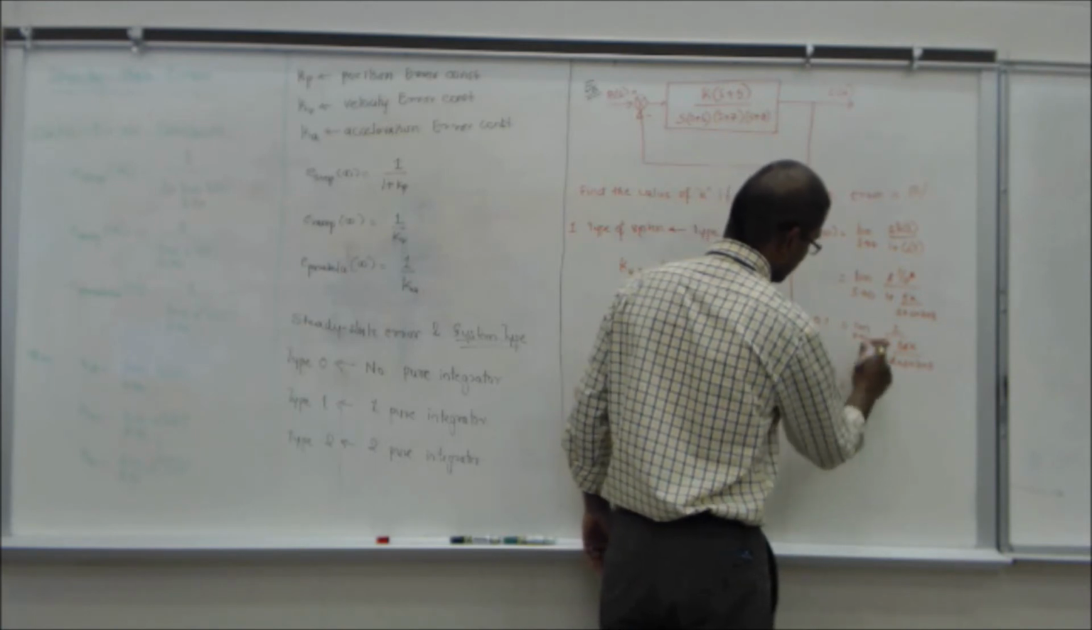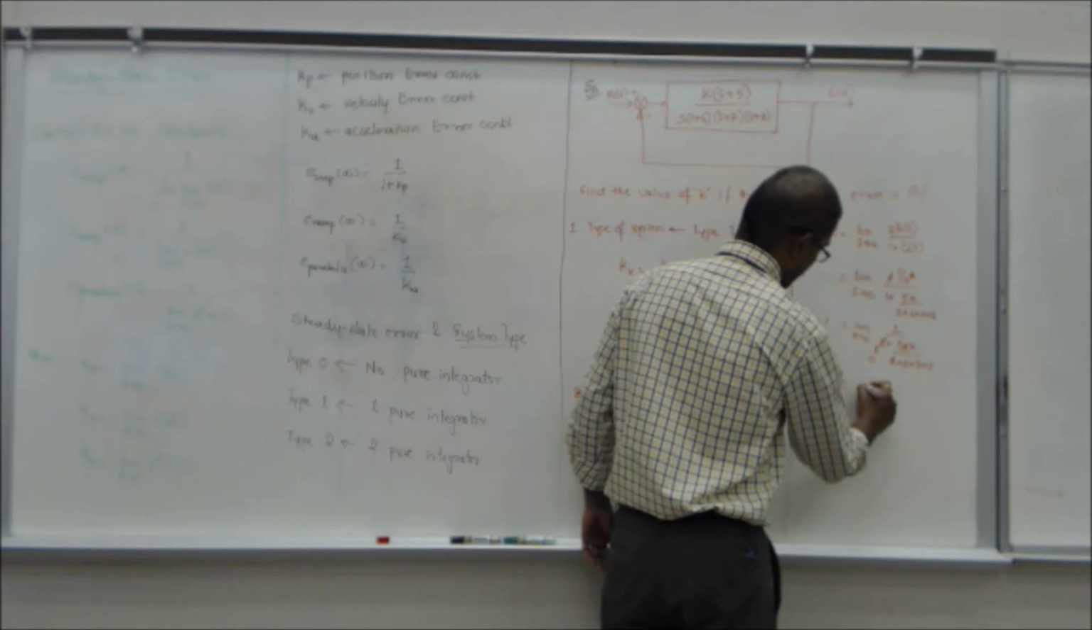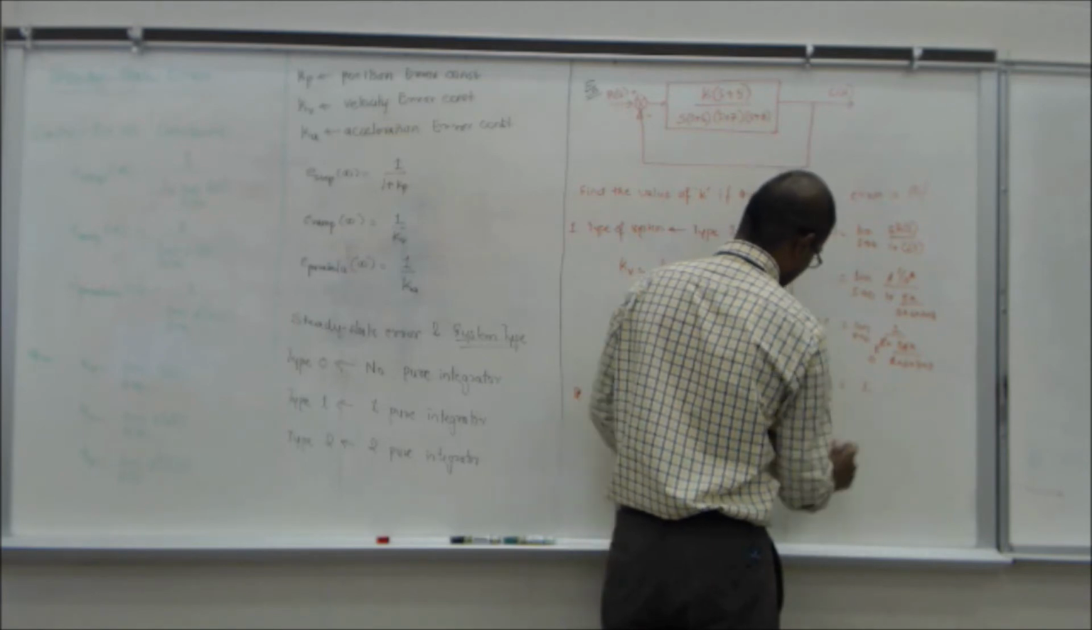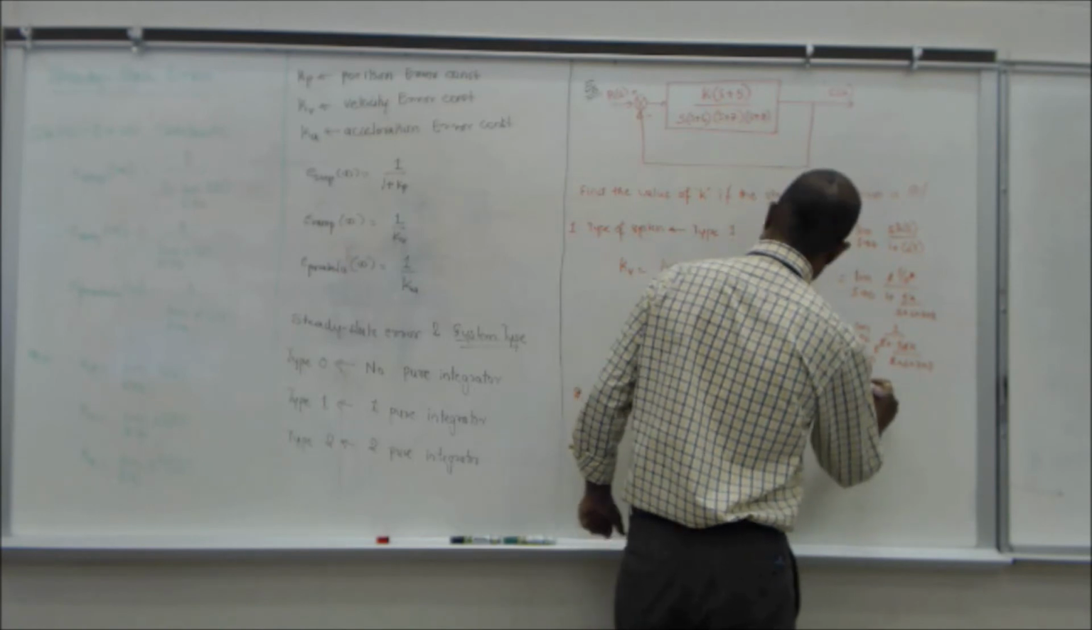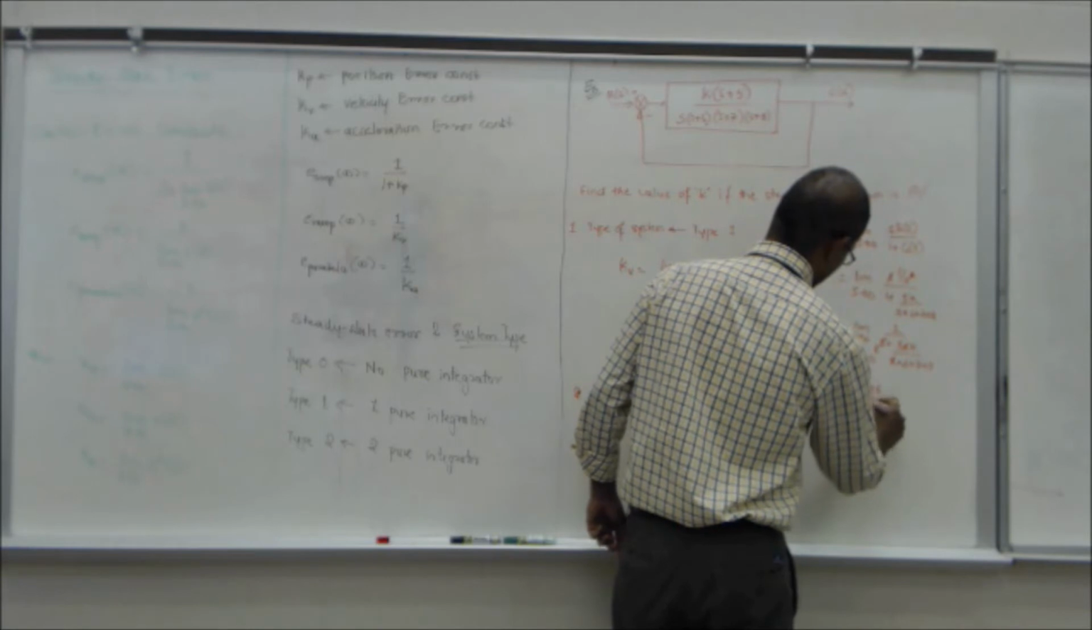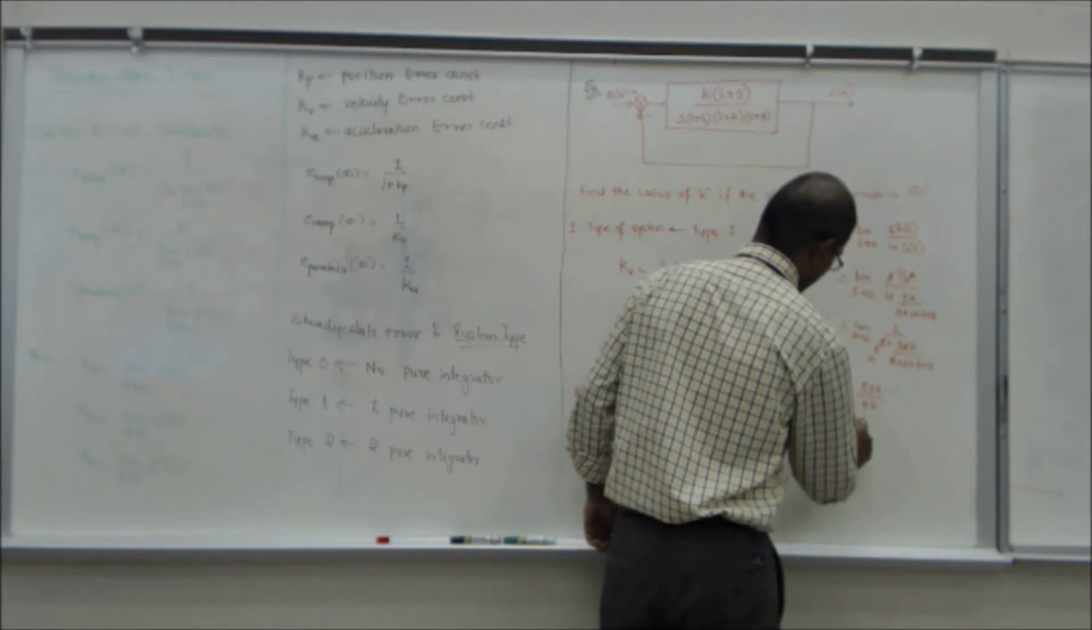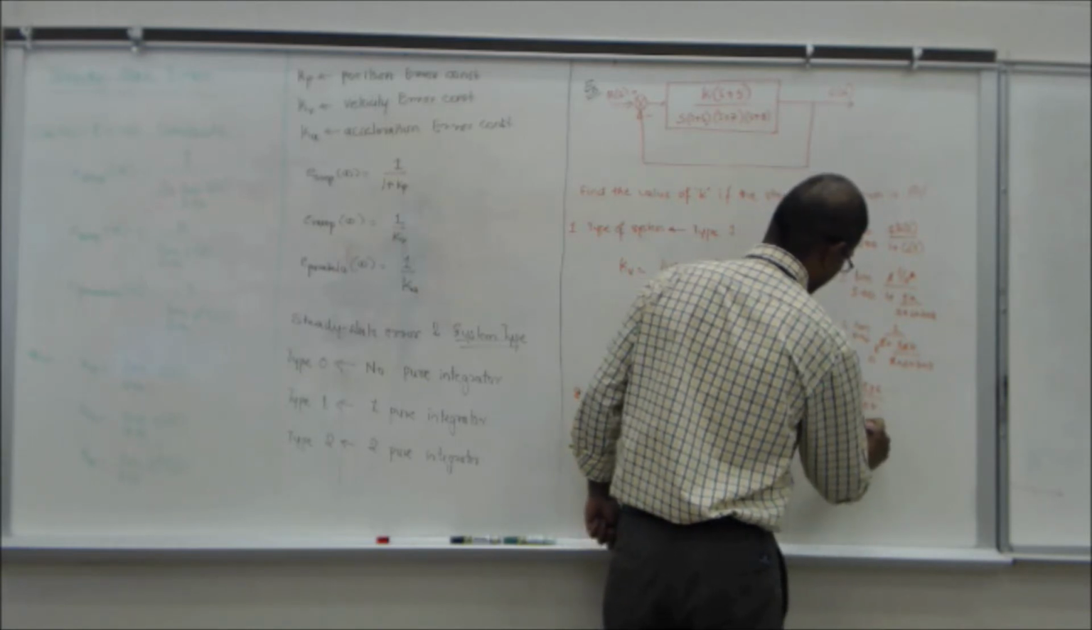0.1 is equal to 1 over, or this is 336 over, again this results in k equal to.